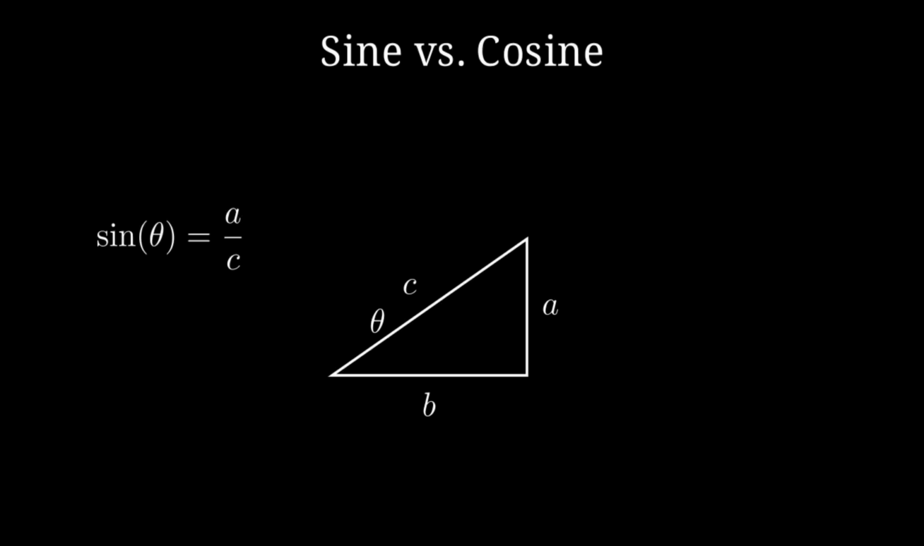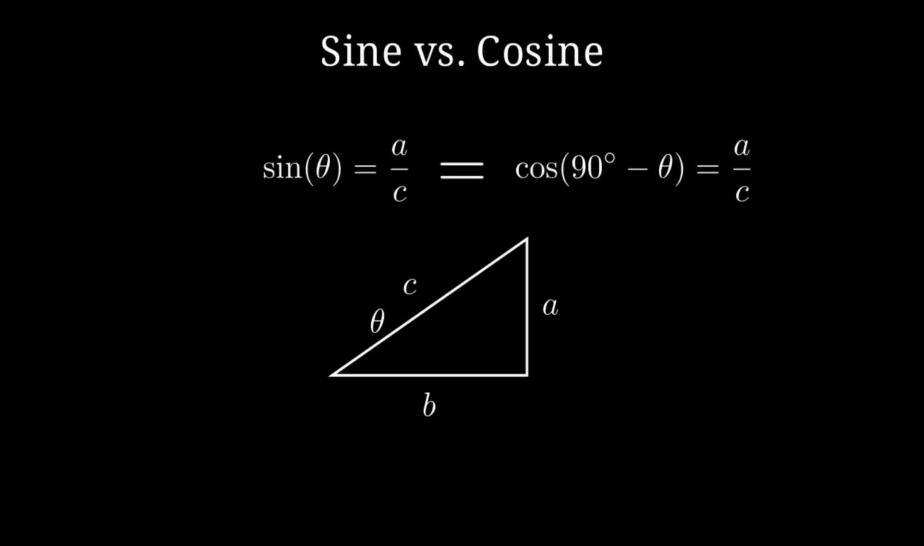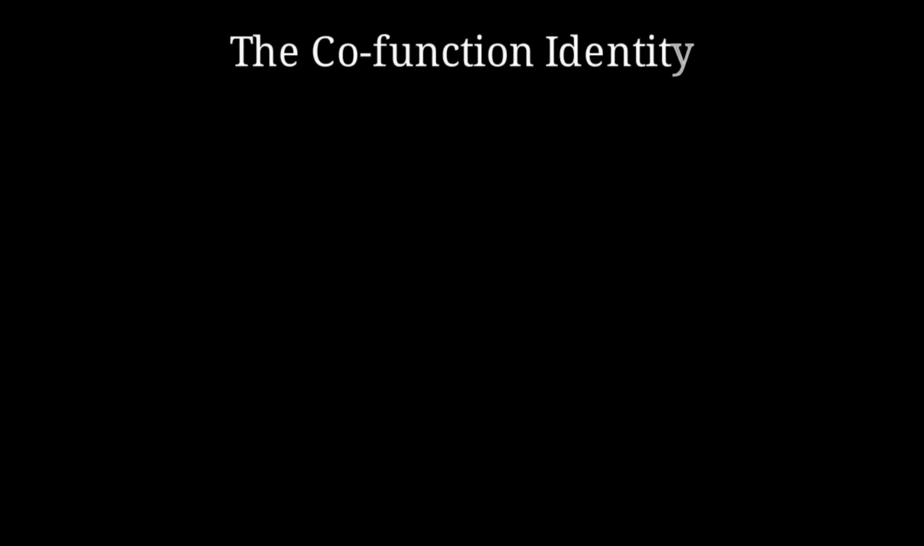Notice that the sine of theta is the ratio of the opposite side over the hypotenuse. Simultaneously, the cosine of the complementary angle uses that exact same side as its adjacent. Therefore, sine of theta equals cosine of 90 minus theta. This is the core cofunction identity.